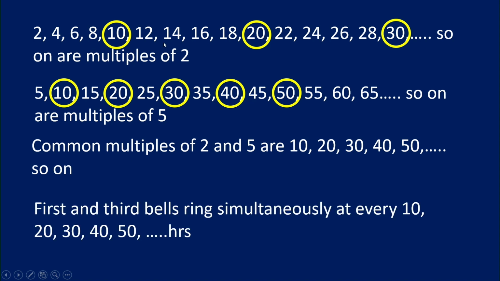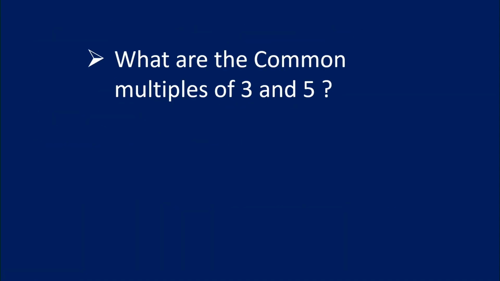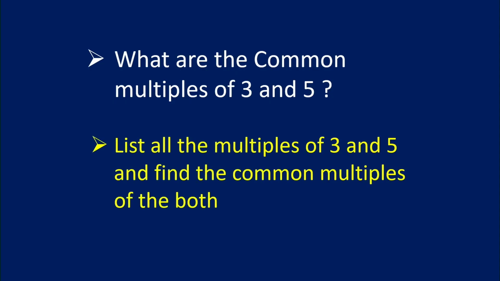These are the timings of the first bell and third bell. So the first and third bells ring simultaneously at these hours: 10 hours, 20 hours. At equal intervals of 10 hours, these two bells ring simultaneously. Look at this. What are the common multiples of 3 and 5? Write all the multiples of 3 and 5 and find the common multiples of both 3 and 5.